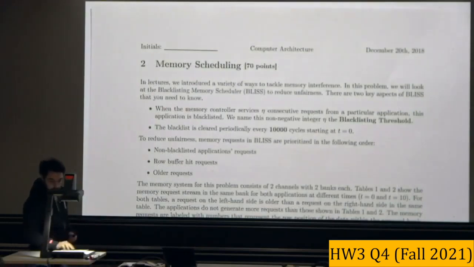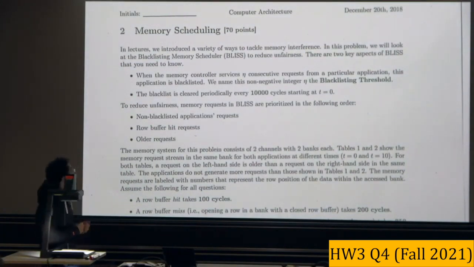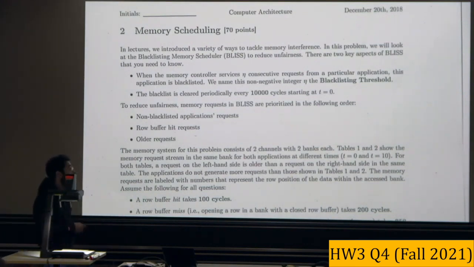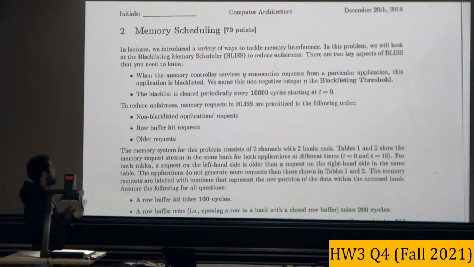So we're going to discuss a question on memory scheduling. Let's read it first. So here, in the lectures we introduced a variety of ways to tackle memory interference. In this problem we will look at the blacklisting memory scheduler, BLIS, I don't know if you remember it, that reduces unfairness. There are 2 key aspects of BLIS that you need to know. When the memory controller services n consecutive requests from a particular application, this application is blacklisted. And this non-negative integer n is the blacklisting threshold. So when you execute n requests from a specific application, you will blacklist it.